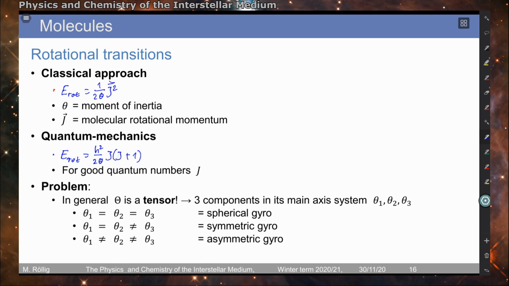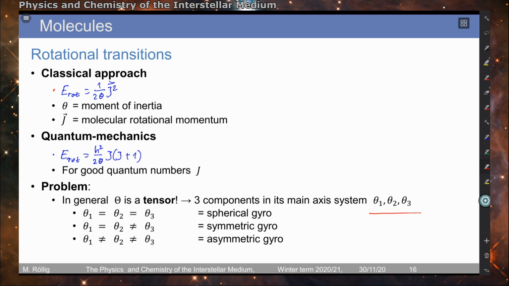Now, a complication is that in general, due to the shape of the molecules, theta is a tensor because it depends on the coordinate system and the symmetries of the molecules. And so when we transfer this into the main axis system, theta can be described by the diagonal elements of this tensor, which are theta 1, 2, 3.